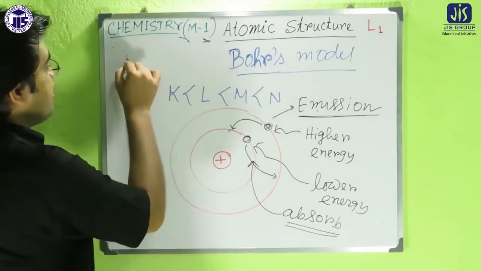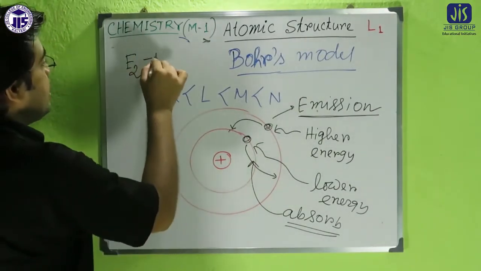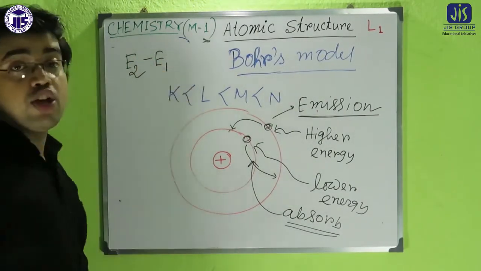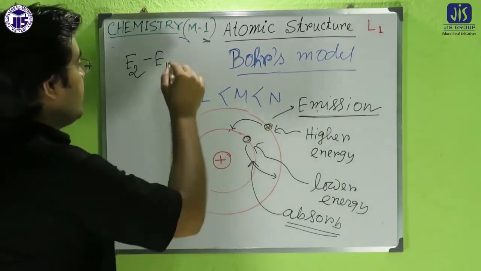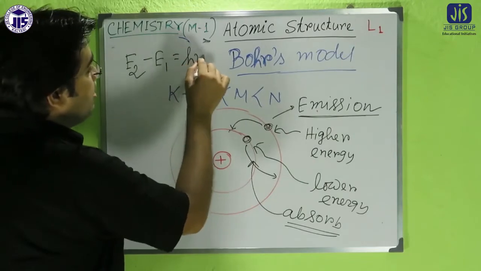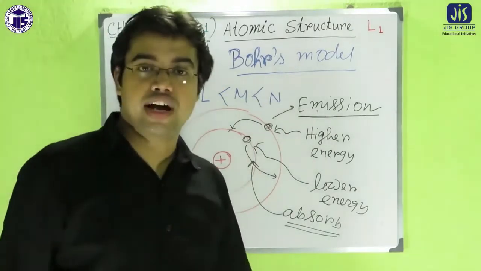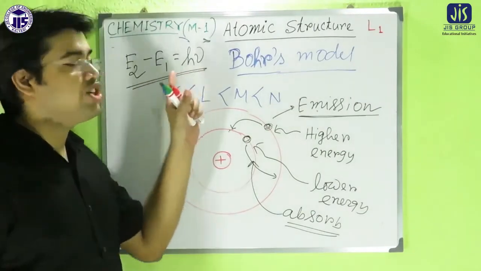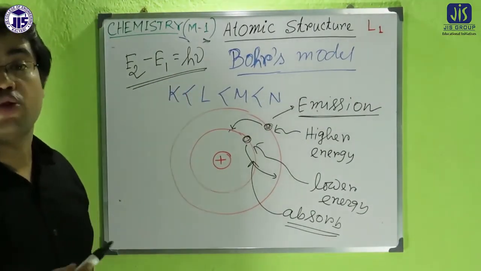That means if E2 is the energy of the higher orbit and E1 is the energy of the lower orbit, so when one electron jumps from E2 to E1, then it must release the energy. That means E2 minus E1 equals h nu. So that is another postulate of Bohr's model.